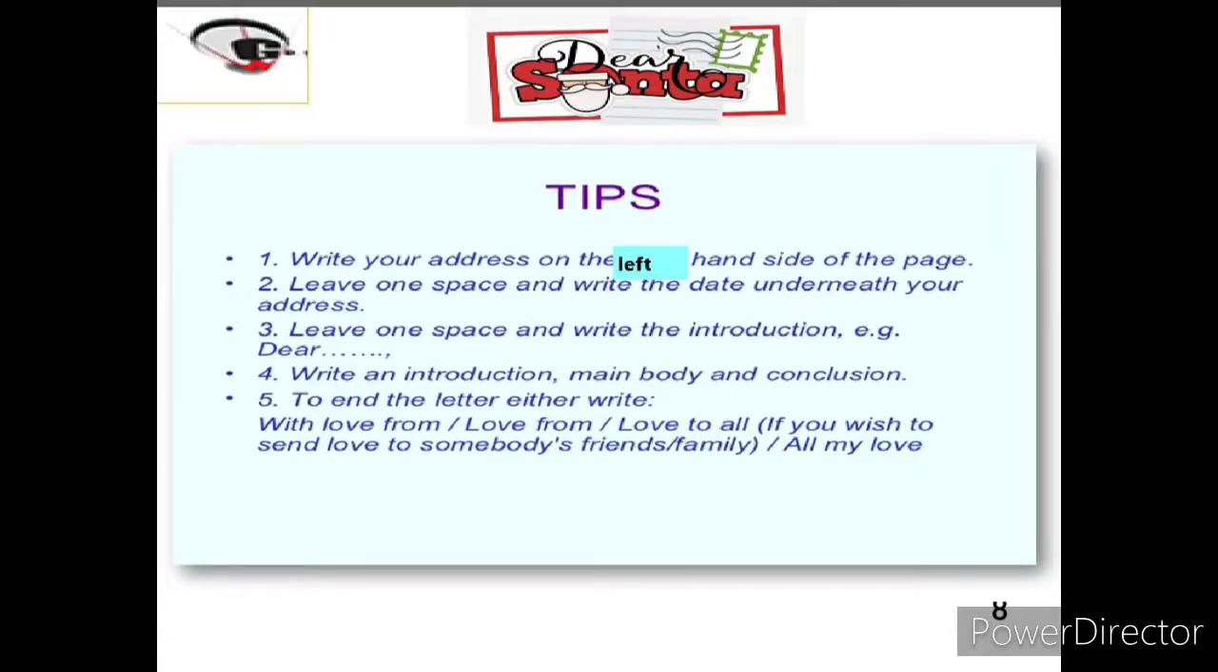Now, I have a few tips for you, which you all need to keep in mind while writing a letter. Tip 1: write your address on the left-hand side of the page. That's very important. Tip 2: leave one space and write the date underneath your address. Tip 3: leave one space and write the introduction.